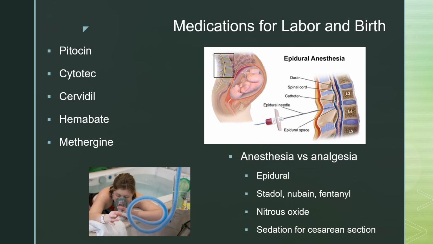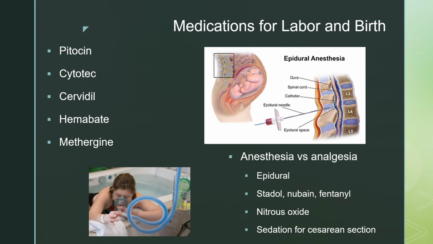Hemabate and Methergine are less common postpartum hemorrhage medications. You have to be careful, knowing: does she have a history of asthma? Does she have a history of hypertension issues? There are more potential complications with those medications. So those are third line, traditionally, for a postpartum hemorrhage.